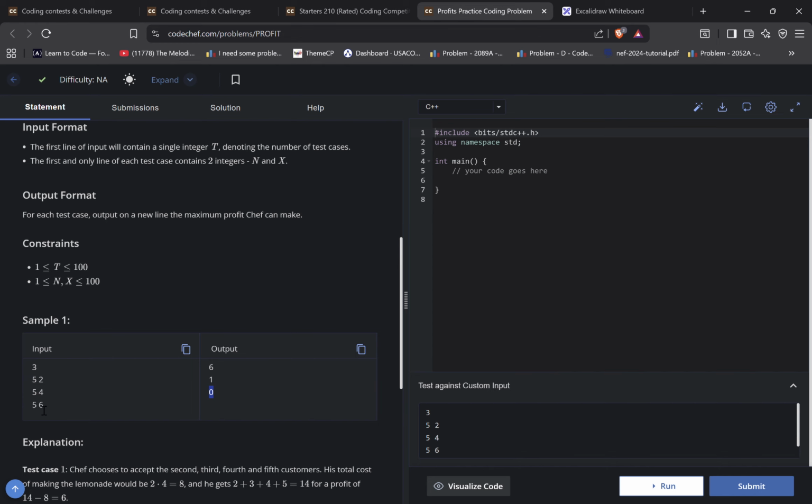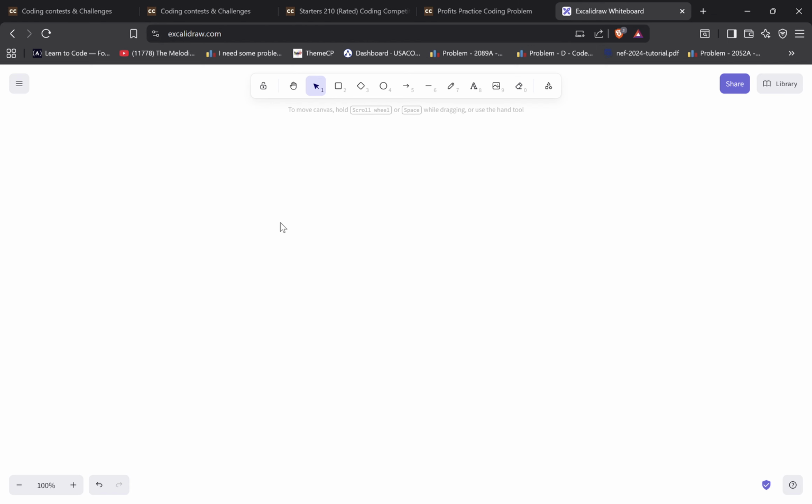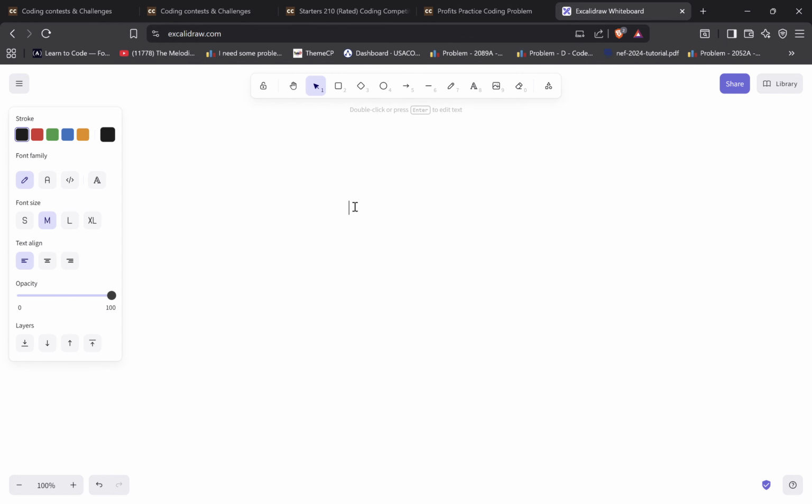Let's just take this test case for a while, and I'll explain it. The first guy comes with 1 rupee, second guy with 2, third with 3, fourth with 4, fifth with 5. There are only 5 people, and one lemonade costs 6 rupees to make. So will I sell it to the first guy? If I do, I will incur a loss of 5 rupees, which I do not want to happen.